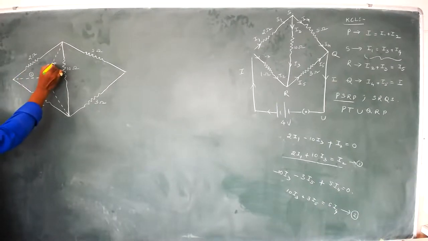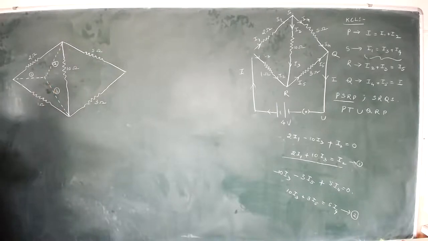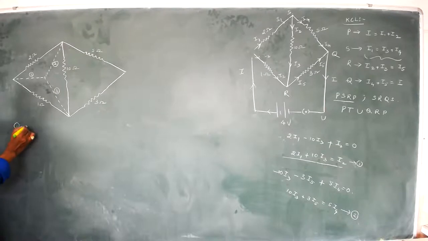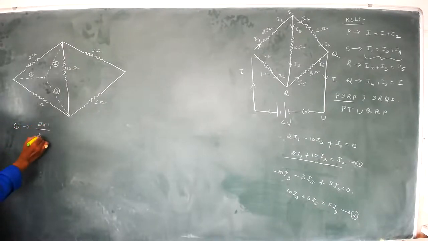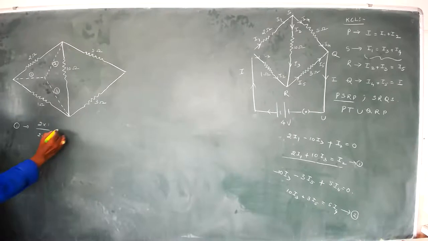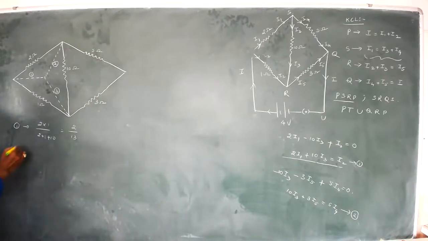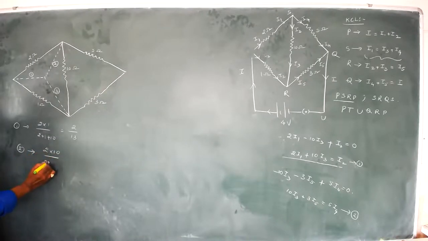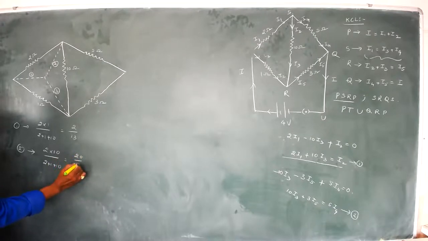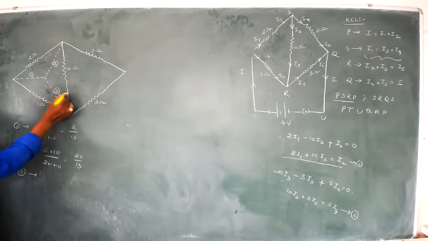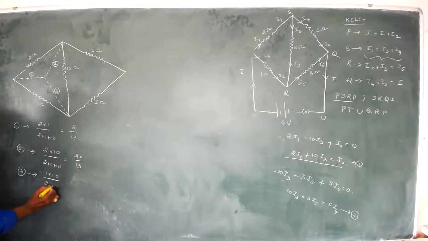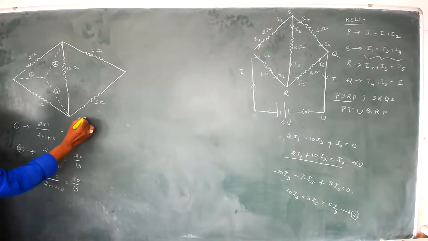Here, resistance 1, resistance 2, resistance 3. What is the value of resistance 1? 2 into 1 by 2 plus 1 plus 10. Am I correct? So this is 2 by 13. What is the value of 2? 2 into 10 by 2 plus 1 plus 10, so 20 by 13. What is the value of 3? 1 into 10 divided by 2 plus 1 plus 10, 10 by 13. So these are the values of 1, 2, 3.